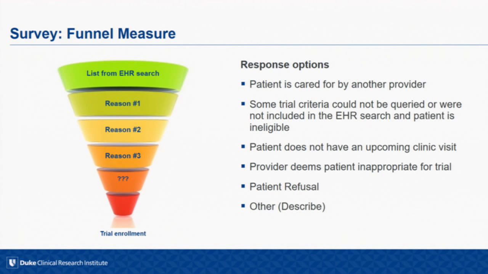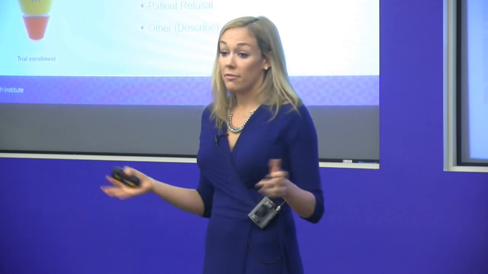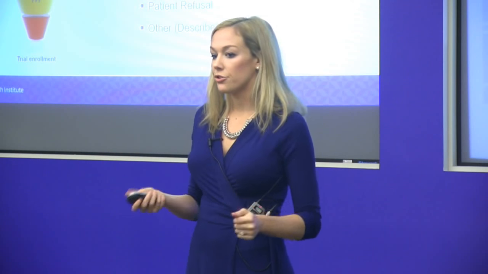Especially for method 2, where they started with the broad EHR search and then tried to identify patients with an upcoming visit, that was responsible for a lot of the narrowing: provider perception of whether the patient was eligible for the trial, and then patient refusal. So again, hope to have some good data, even if it's not perfectly representative of all studies and all sites, but hopefully a little bit more quantitative in terms of the major contributors to this process.